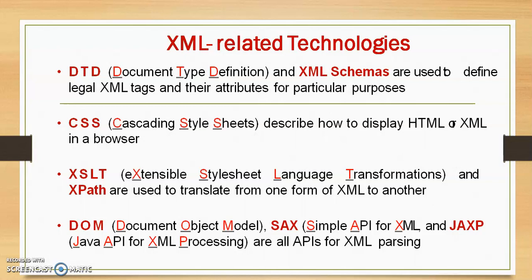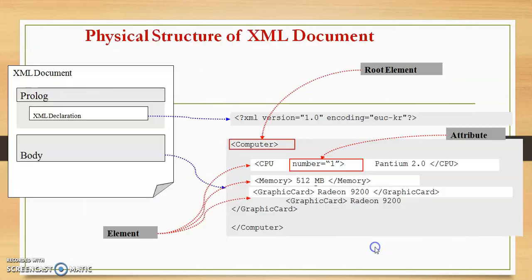And the last technology is DOM, that is document object model, and SAX, a simple API for XML, and JAXP, that is Java API for XML processing. All these are APIs, application programming interfaces for XML parsing.